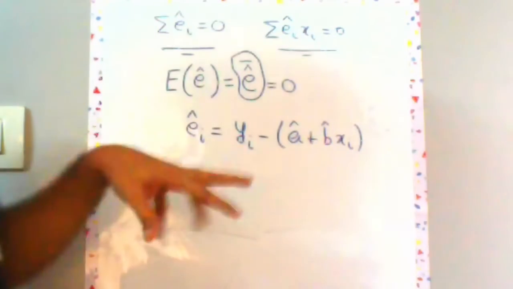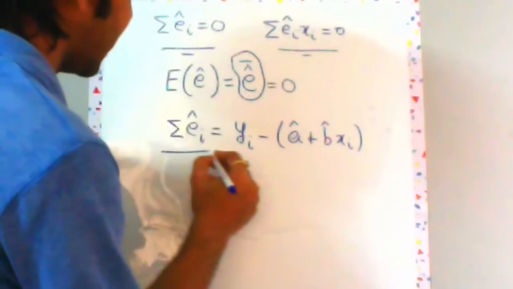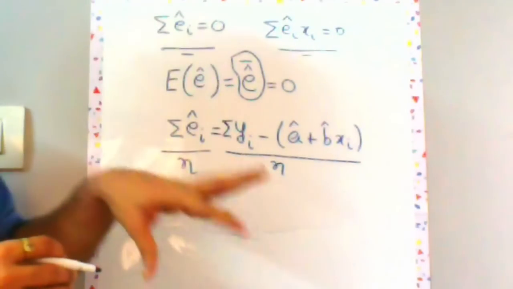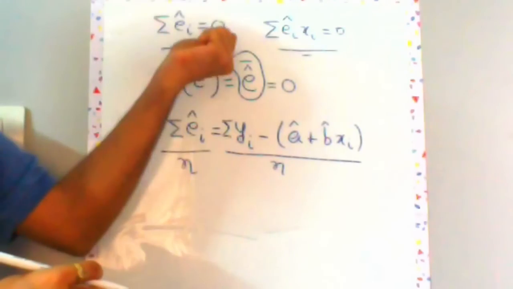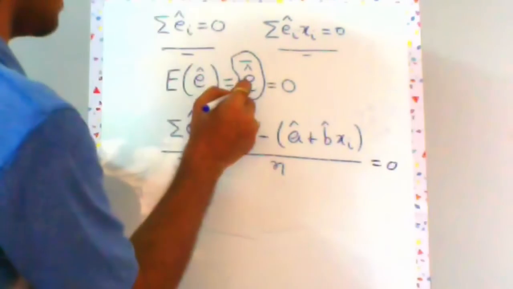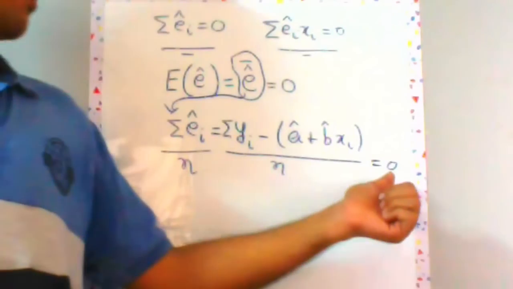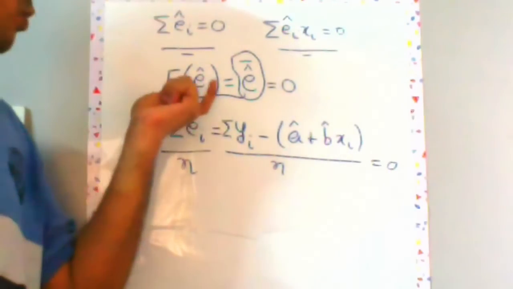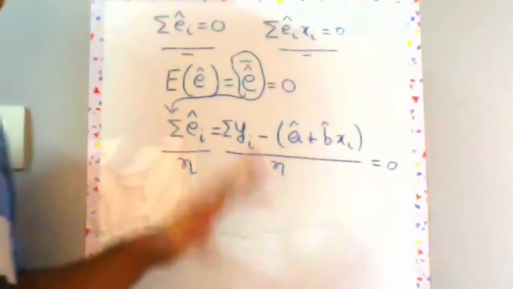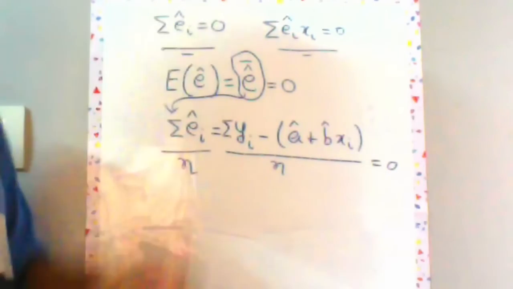If I want to find the average, what will you do? You will sum it up and divide by the number of observations. But I already know the sum of this term. It is equal to 0, by the normal equation. So this is equal to 0. So the average value of the estimated residual is equal to 0. The expected value of the estimated residual would be equal to 0. This is one application or utility of normal equations.